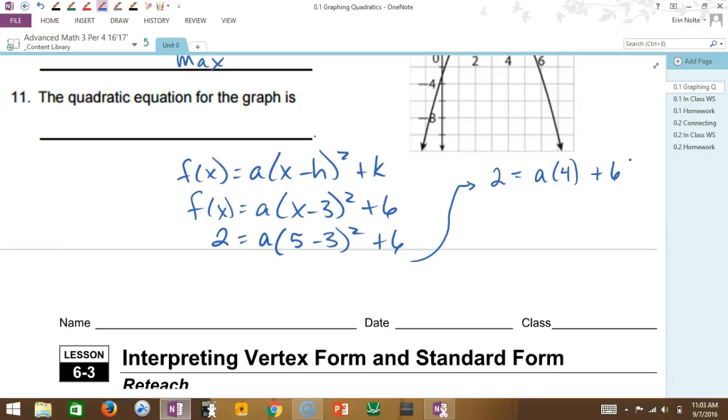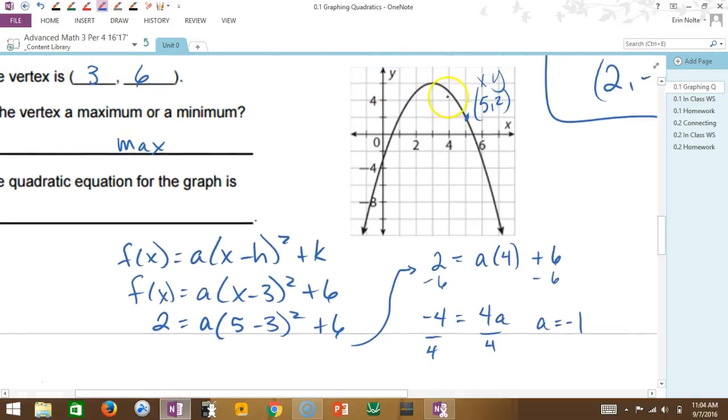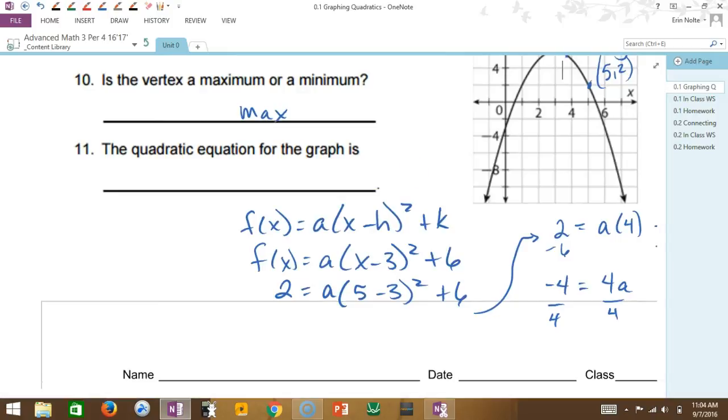What do I do next? Subtract the 6, good. So it's 2 minus 6, negative 4. I'm going to write 4a this time because it makes me feel better. What's my last step? Divide by 4. So who has the a value? Negative 1. Maybe we could have made an educated guess that it was negative 1 by going, one unit to the right looks like about right there. That would have been a good guess. But I like this way of proving it for sure.